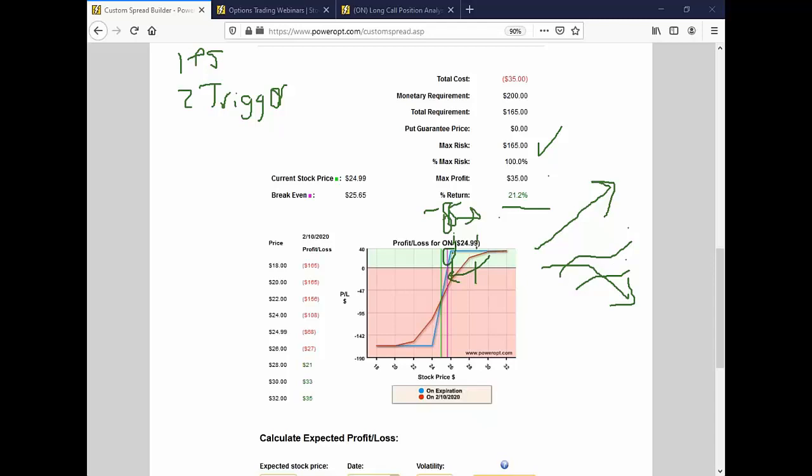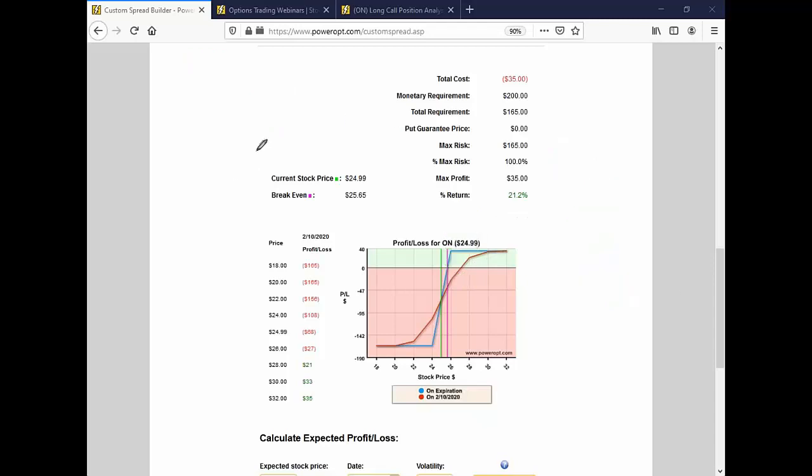Delta you can use as well. I'm not a fan of using delta, but it's kind of the same as using probability. So position sizing and then triggers.